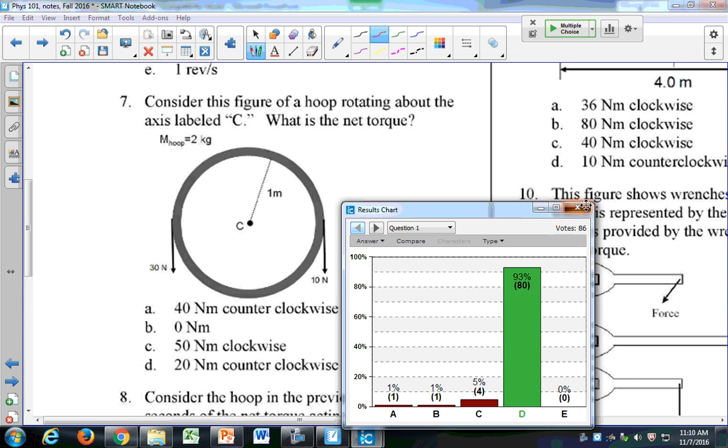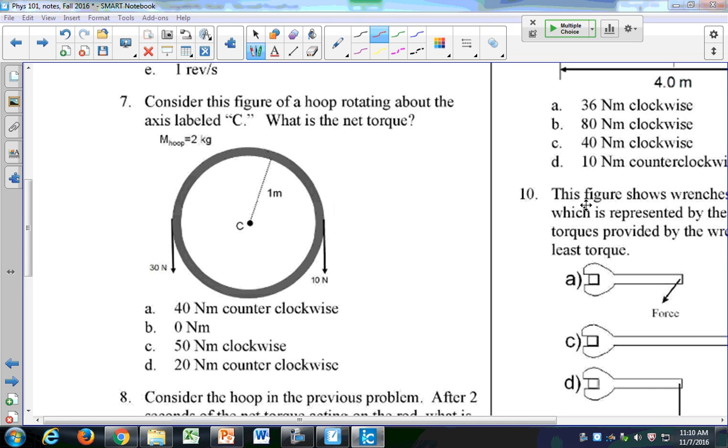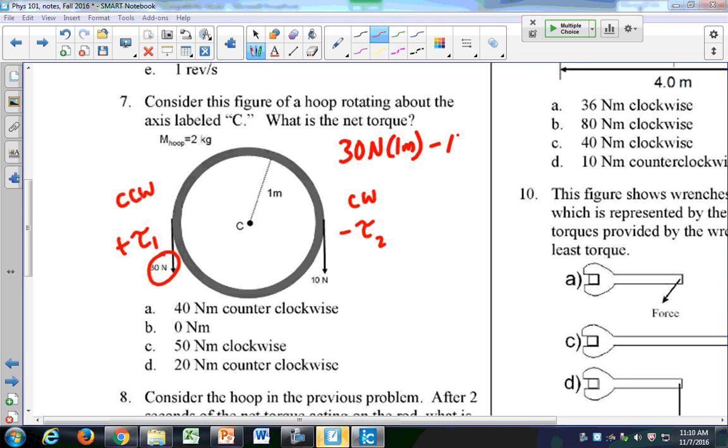105, D is right. I first figure out which is positive torque, which is negative torque. That's positive torque because it's counterclockwise. This is negative torque because it's clockwise. I'll call this torque 1, torque 2. You say 30 newtons, that's our force 1, times 1 meter, minus 10 newtons times 1 meter, and that gives us positive 20 newton meters, which is 20 newton meters counterclockwise. All right? So that is right.